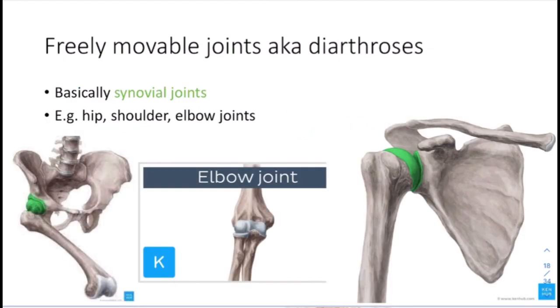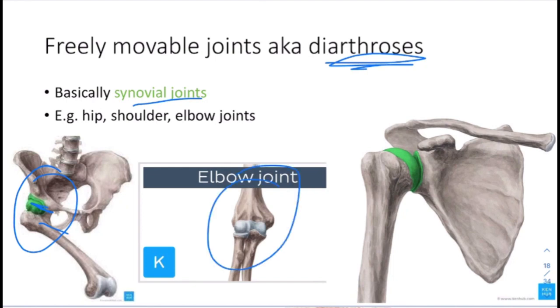Okay, and finally we have freely movable joints, also known as diarthroses, and they're basically the synovial joints, like the hip joint, which is formed by the femur and the acetabulum, the elbow joint, which is formed by the humerus, the radius, and the ulna, and the shoulder joint, which is formed by the head of the humerus and the glenoid fossa of the scapula.